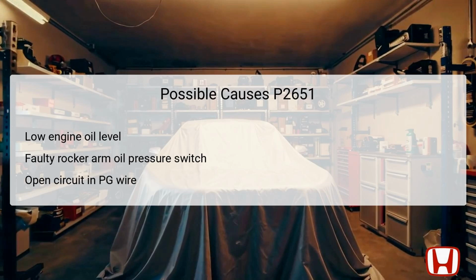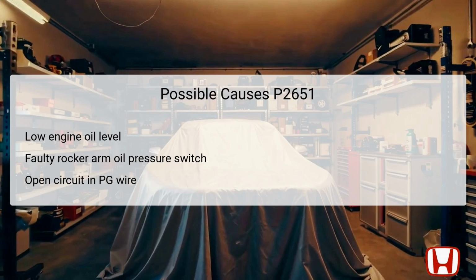Understanding the possible causes of DTC P2651 is critical for an effective troubleshooting process. One of the initial considerations is a low engine oil level, which can impact the overall oil pressure within the system. Without adequate oil, the rocker arm oil pressure switch may not receive sufficient pressure to function correctly. Another potential cause is a faulty rocker arm oil pressure switch itself. Components may wear out or become defective over time.